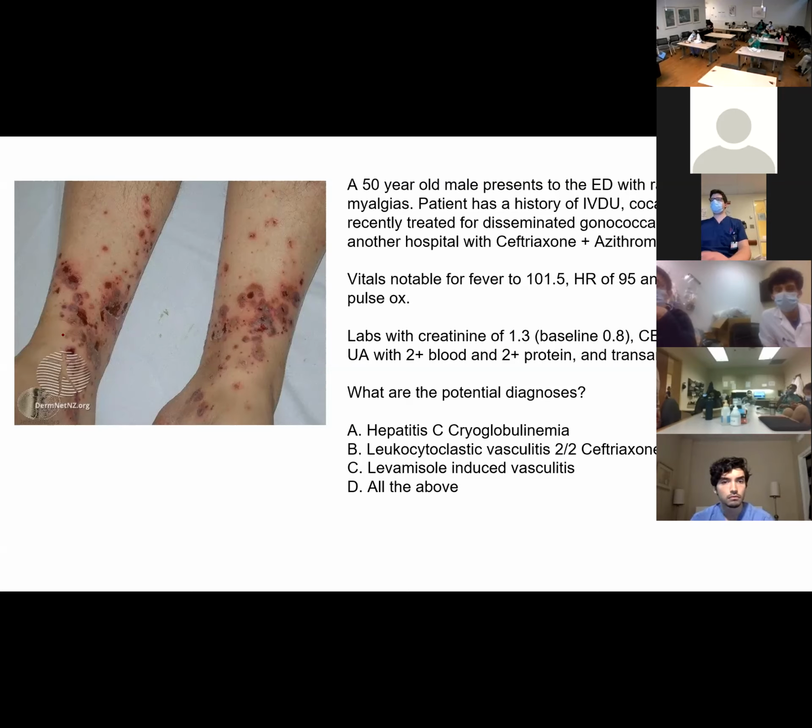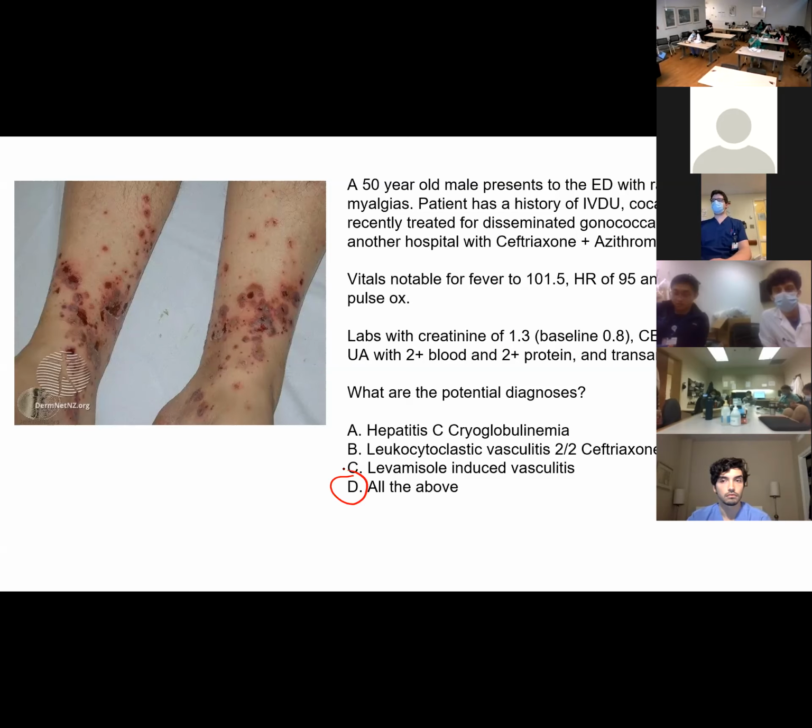Yeah, when it's all the above, it's usually all the above, if it's there. So this was kind of hard because we really didn't know why this patient had this rash, right? The patient had been treated with ceftriaxone a little bit ago, so that was on the differential. It's a common cause of patients getting a leukocytoclastic vasculitis. This patient also did a bunch of cocaine outside the hospital, so that was on the differential too.